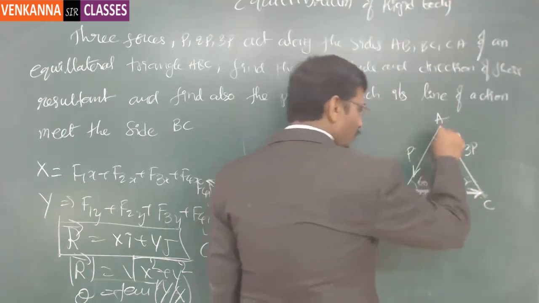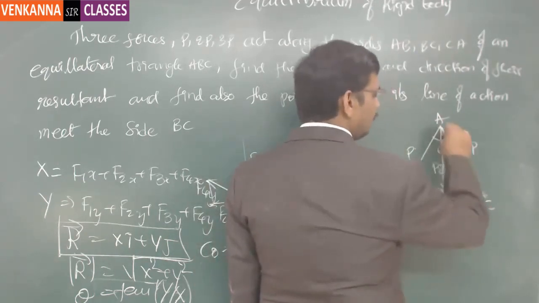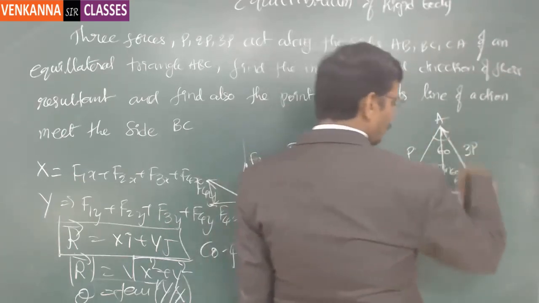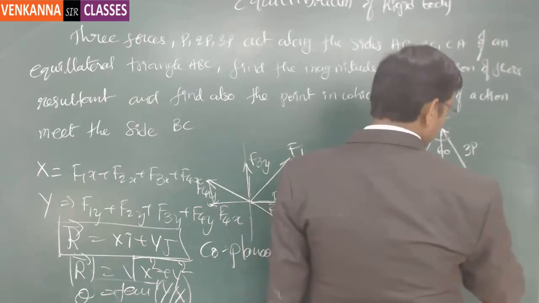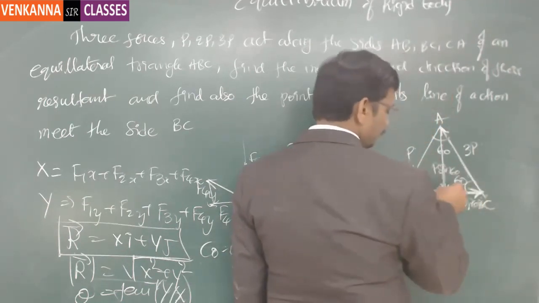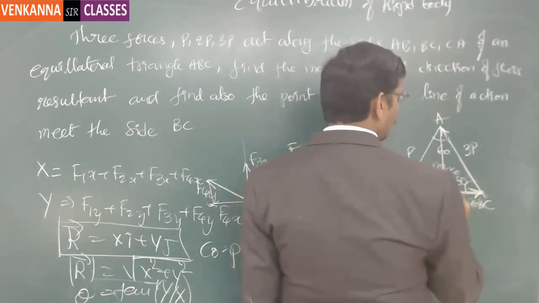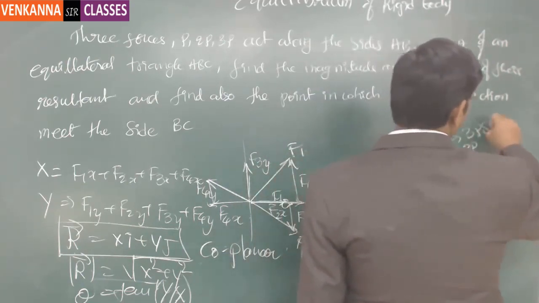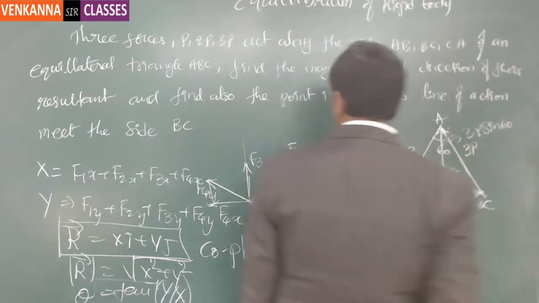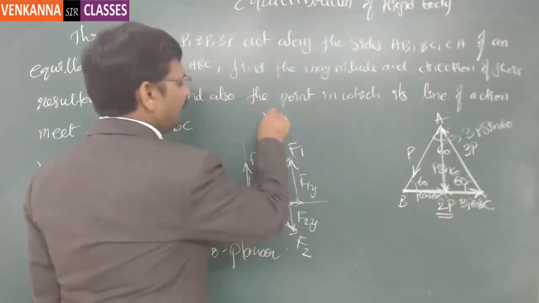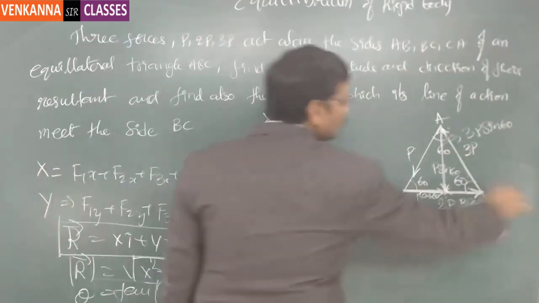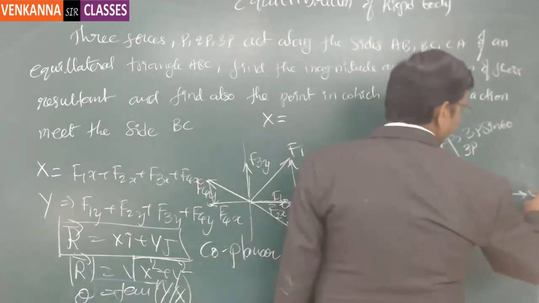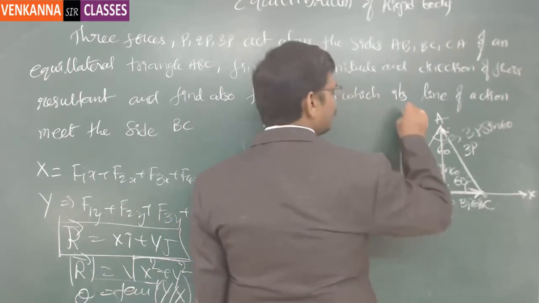So acting downwards. Similarly, this particular force which is acting upward, the horizontal component will be 3P cos 60, and the vertical component will be upward in direction. The magnitude will be 3P sin 60. So if you add all the forces together, the horizontal, this right side, we will always treat as the positive x direction. This is the positive y direction.